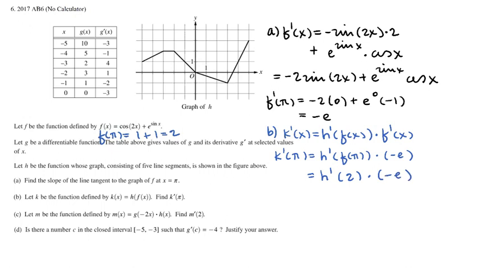Okay, well, h prime of 2, h is the graph. I need to go over here to where x is 2, and I need the slope at that point. I'm going to have to do a little bit of square counting, but it rose by negative 1 when I ran 3, so it's looking like negative 1/3. So this is negative 1/3 multiplied by negative e, so that's looking like positive e over 3 to me.